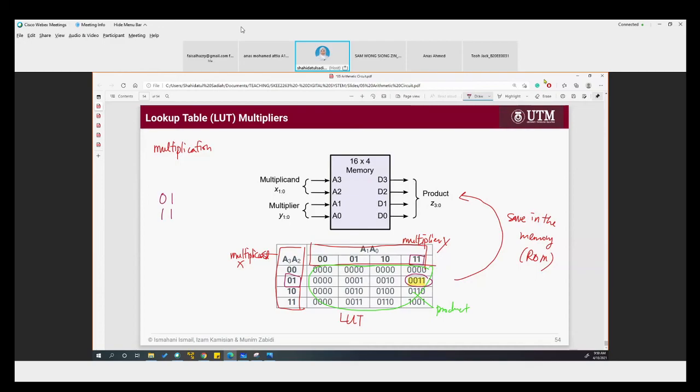But with a lookup table, if the bits of the multiplicand and multiplier are bigger, it will take a lot of memory space. It will be faster because we just have to search for the address and then look for the answer, but it takes a lot of memory space. So that is all about the multiplier.